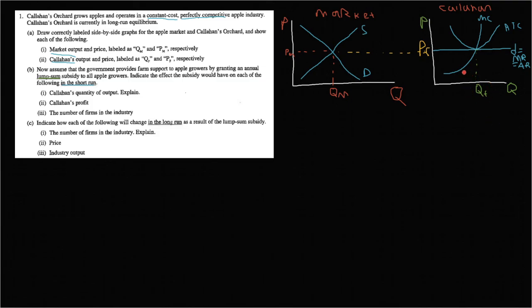And so the quantity of output will not change. The quantity of output is based upon where marginal cost equals marginal revenue, and only per unit subsidies affect the marginal cost curve. So there is no effect. Indicate the effect. Okay, no effect.